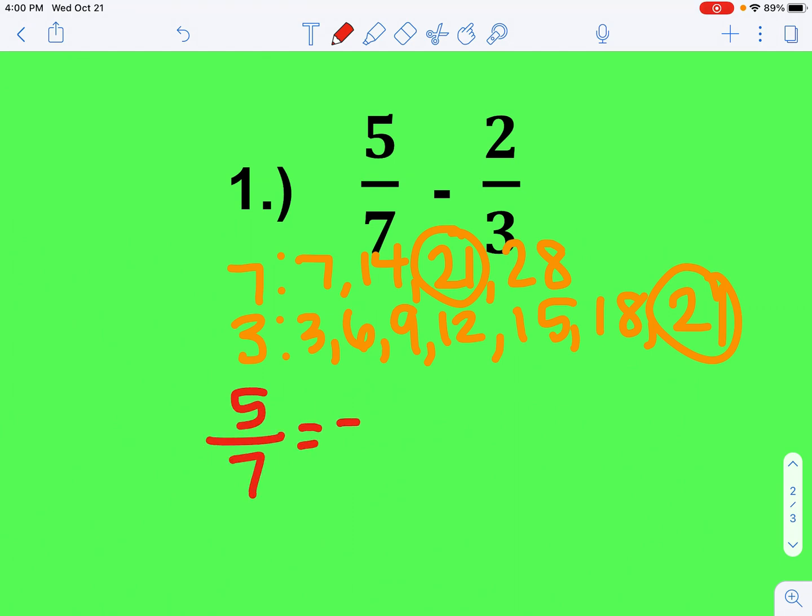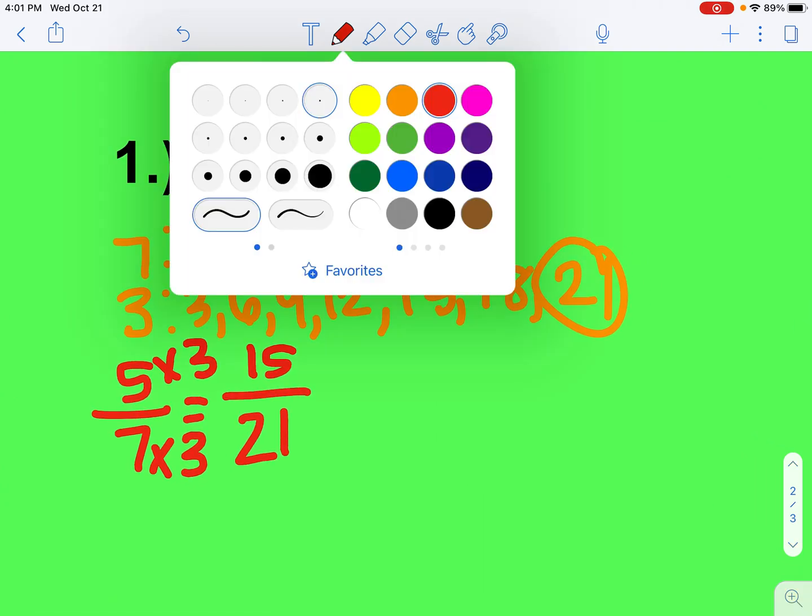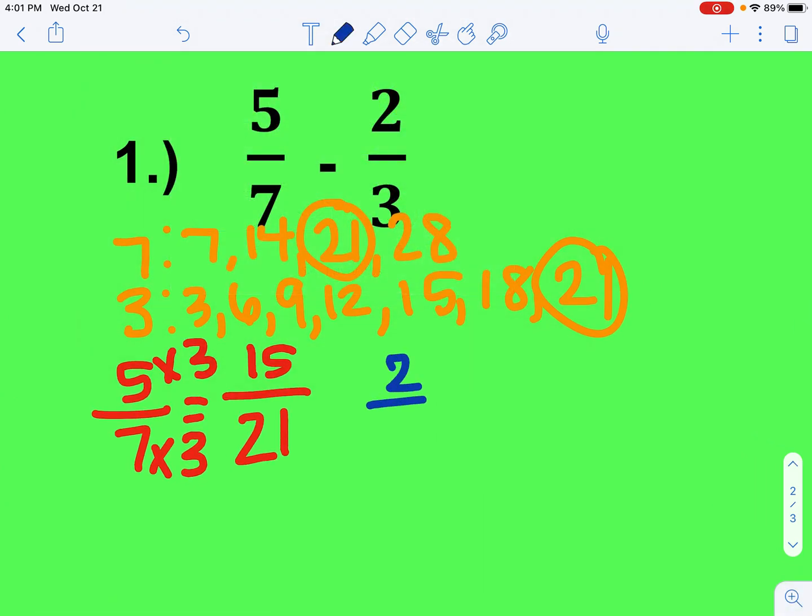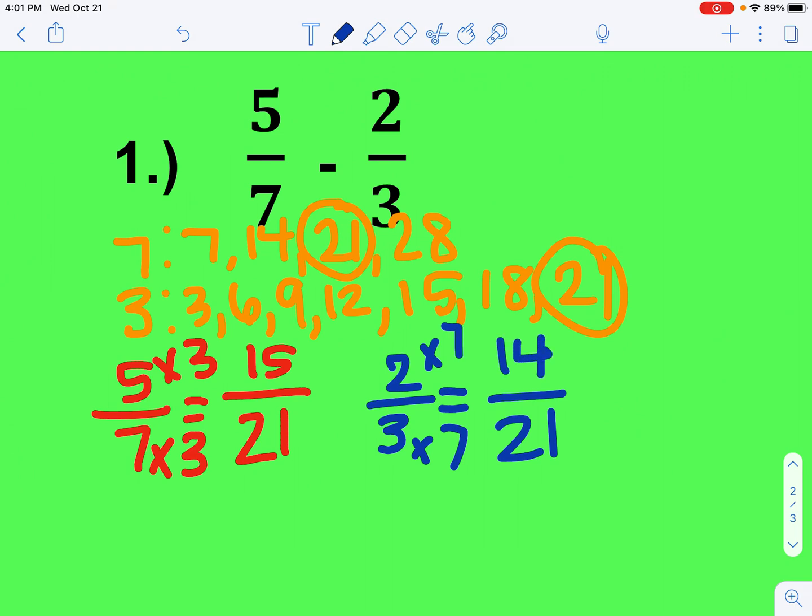I have 5/7, and I know my denominator is 21. 7 times 3 gives me 21. 5 times 3 gives me 15. And then 2/3. We know our denominator is 21. 3 times 7 gives me 21. 2 times 7 gives me 14.